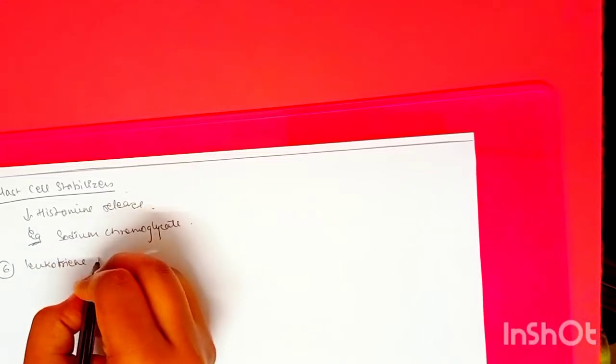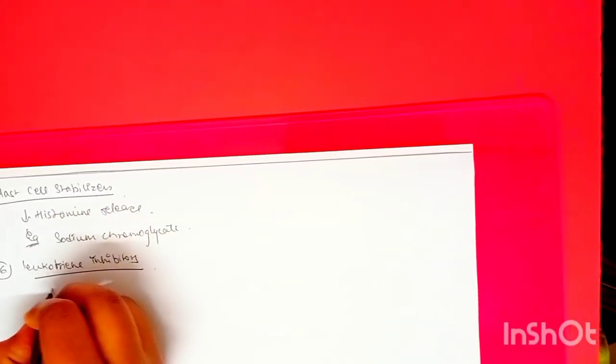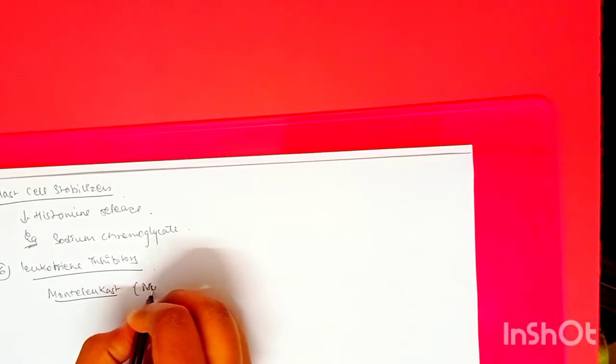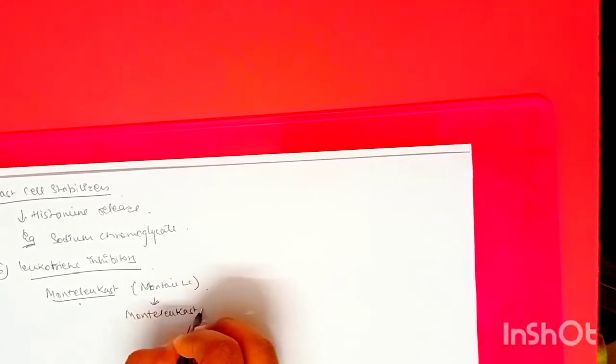Then we can give leukotriene antagonist or inhibitors. It includes montelukast, which comes by the brand name Monter LC. Montelukast plus levocetirizine. It's actually a combination of montelukast and levocetirizine.